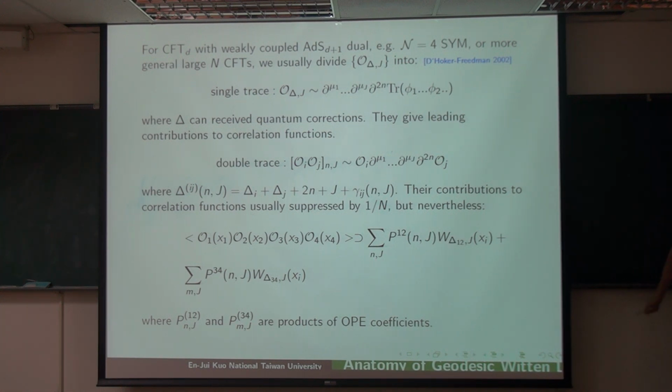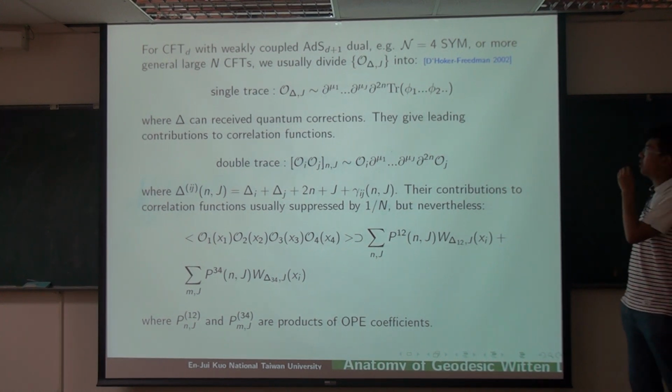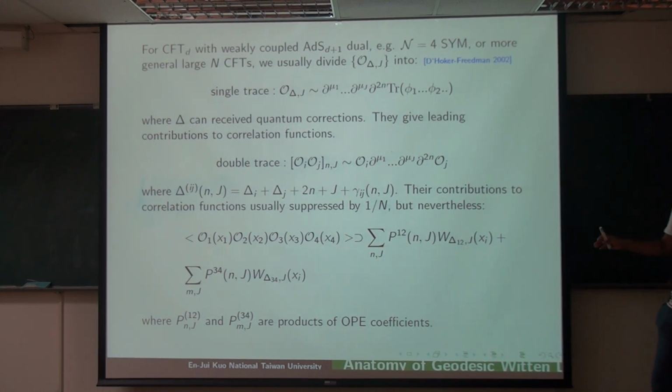So now we talk about the famous AdS/CFT. The AdS/CFT conjecture says the CFT in D dimensions has a dual gravity theory in AdS space, but the dimension is higher by one, so it's D plus 1 dimensions. For example, in string theory, usually we say N equals 4 super Yang-Mills is dual to type IIB string theory on AdS5 cross S5.